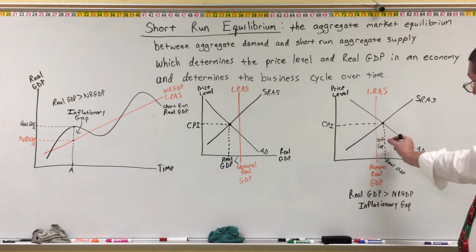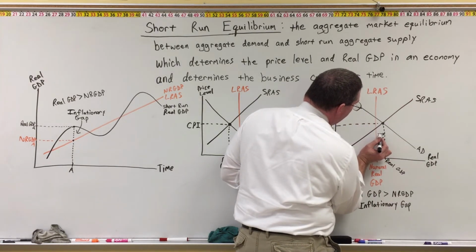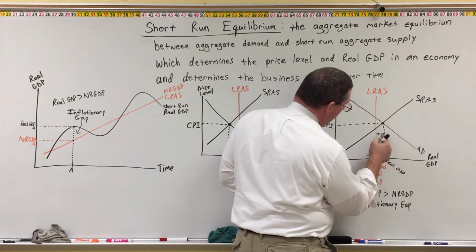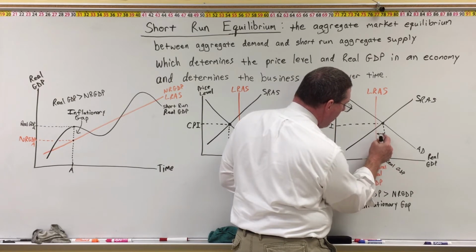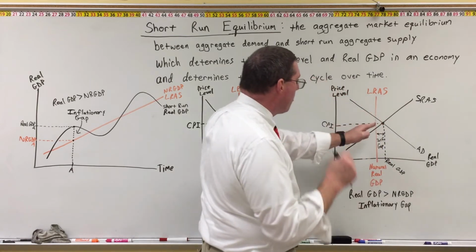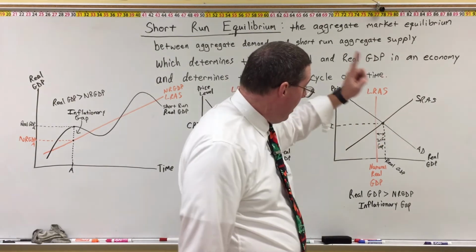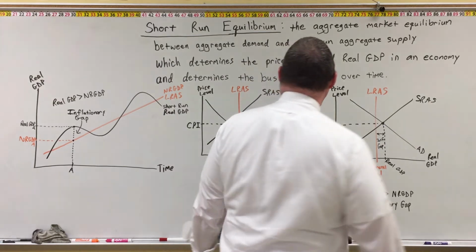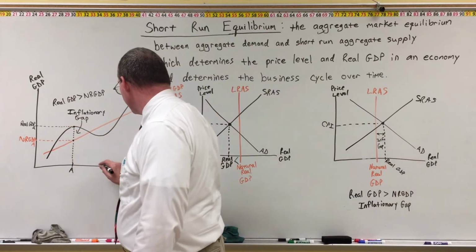I want you to note on there that this gap in between natural real GDP and short-run equilibrium, here's short-run equilibrium, here's long-run, and this difference between real GDP and natural real GDP, because real GDP is larger than natural real GDP, in this particular moment this economy is in an inflationary gap, and this economy is overusing their resources.